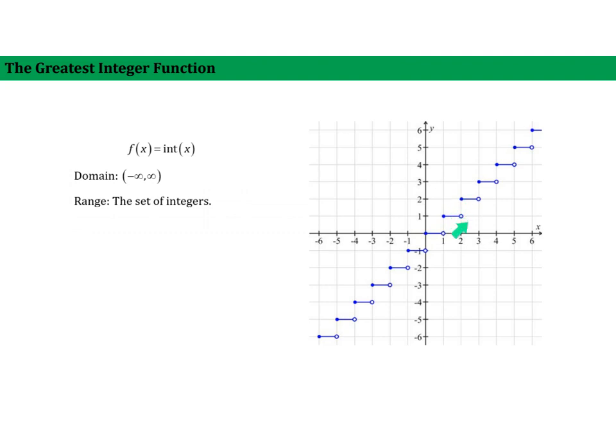2.2, 2.5, 2.9, they all get mapped to 2 as well. But as soon as we get to 3, we can get all the way to 3.